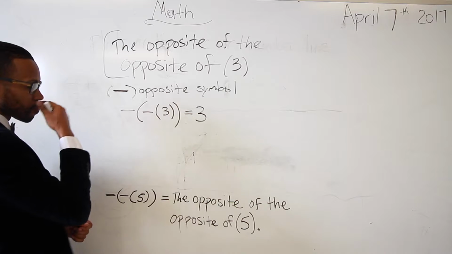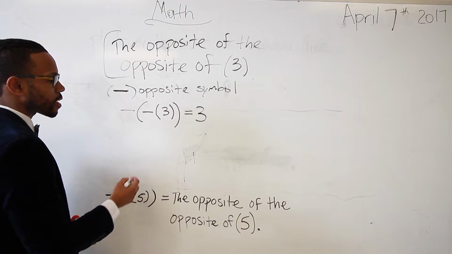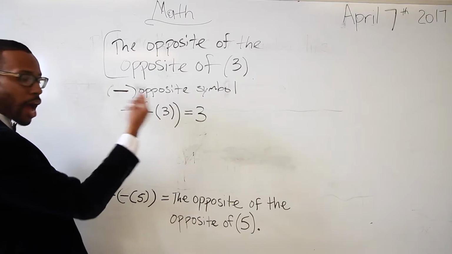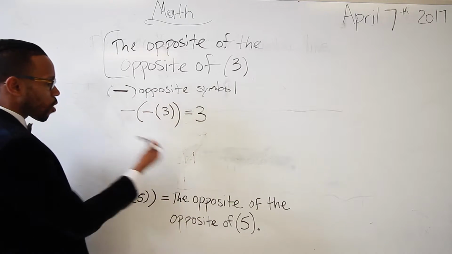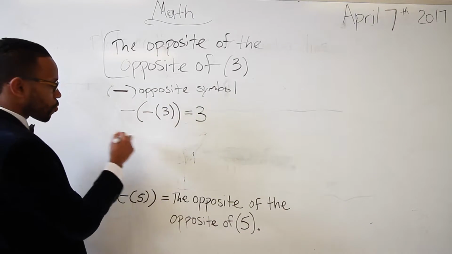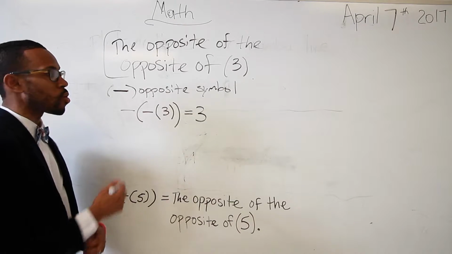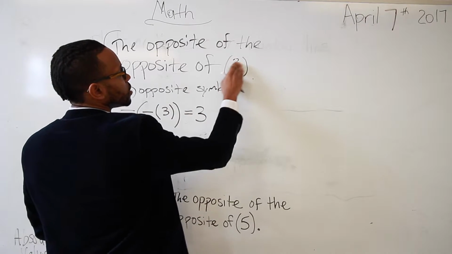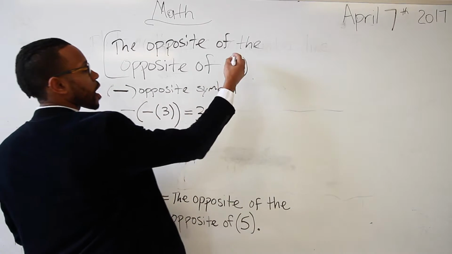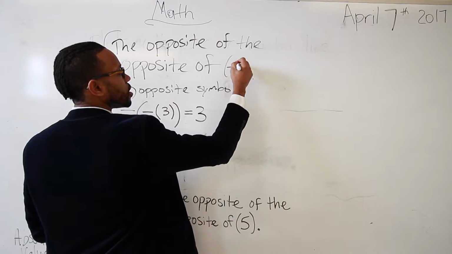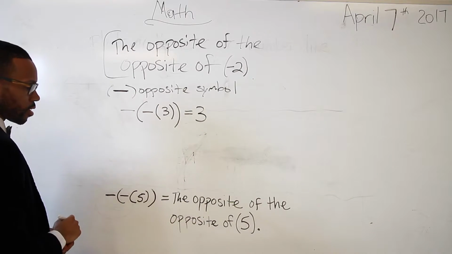Let's try another one. Remember, this is practicing how we write that opposite of the opposite type of statement. How do we put that question into an equation format? So let's say I want to know what's the opposite of the opposite. Let's change this number here. Let's say I want you to write an equation for the opposite of -2. Okay, what's that going to look like?